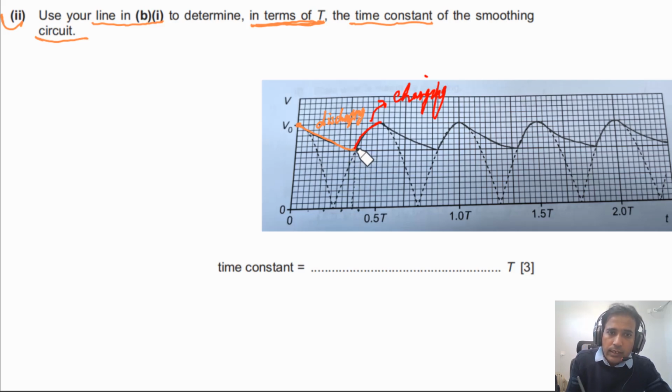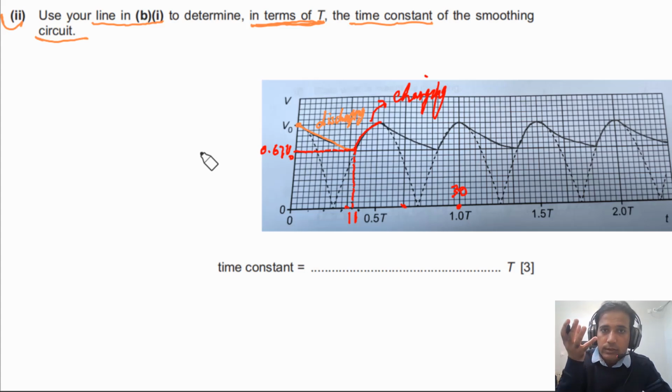If we draw the line at this point, we can see the number of small squares is 11, and the total number of small squares for one time period is 10 here, 20 here, so 30. So we have 30 small squares. And the value of V after discharging of the capacitor, the minimum value, is equal to 0.67 V0. This is 2/3 of V0.